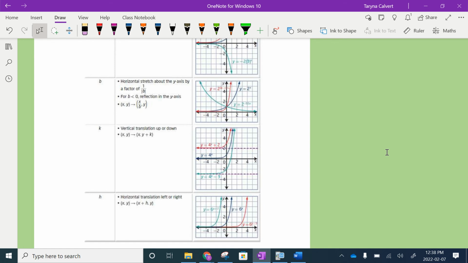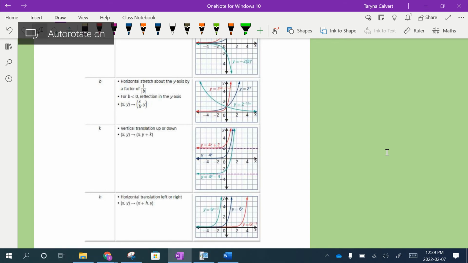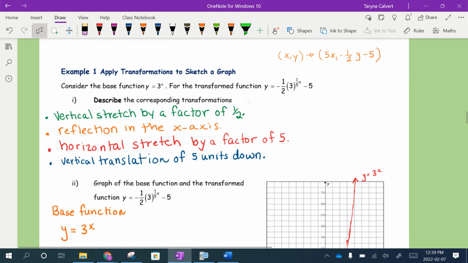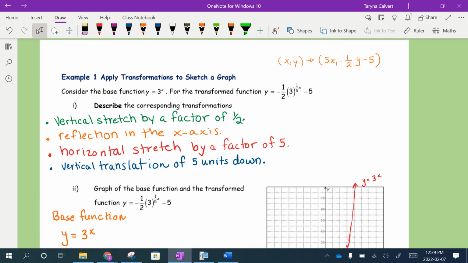All right, so with that, I asked you to make your way through this lesson on your own. Please, at any point in time, unmute your mic and ask me questions if you ran into a problem, or put them in the chat. I'm watching both. For the very first one, it gave you the base function, y equals 3 to the power of x, and wanted you to graph y equals negative 1/2, 3 to the exponent of 1/5 x minus 5, and describe the corresponding transformations.